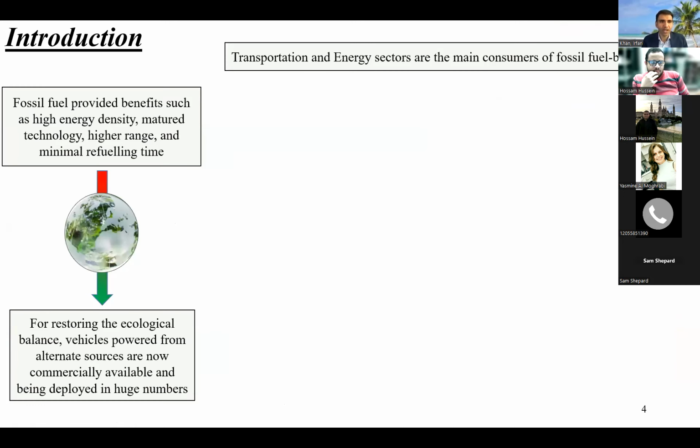As we know, fossil fuel provided benefits such as high power, high energy density, mature technology. So it's been there for so many years. High range and minimal refueling time compared to electric vehicles. But it has some problems, like carbon emissions, pollution, climate change, and all those things.